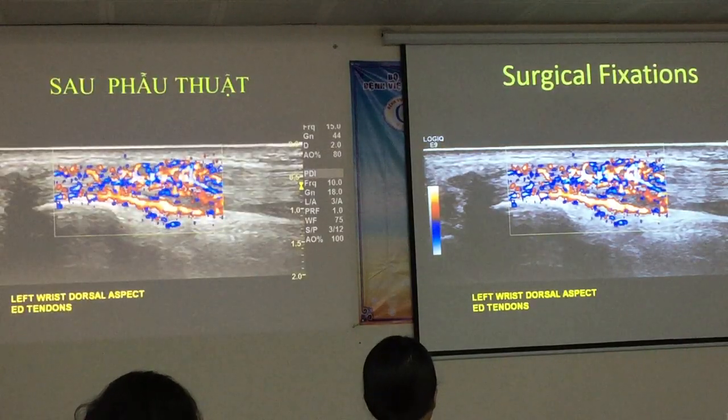The other thing that we're asked to do is do interventional or administer corticosteroid for tendinosis and inflammatory conditions.